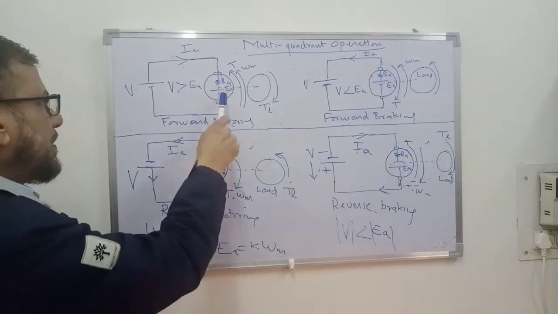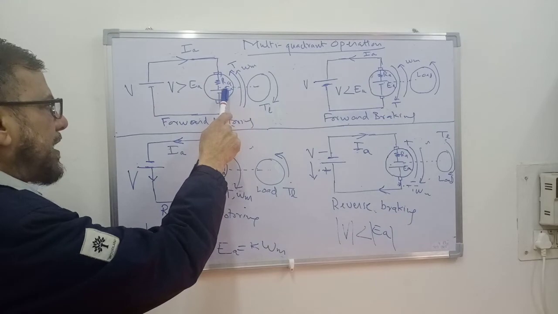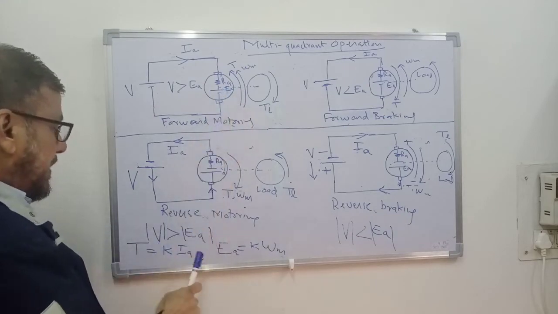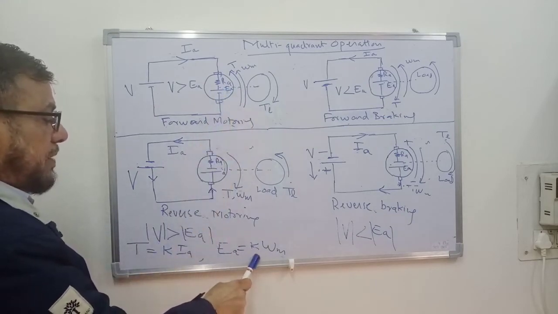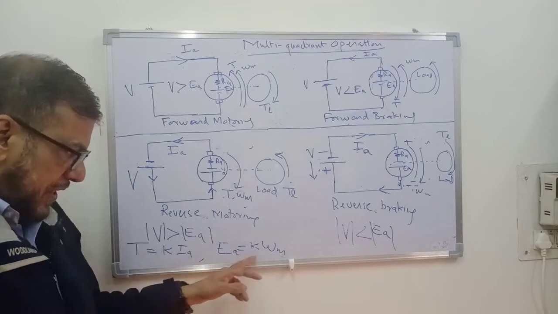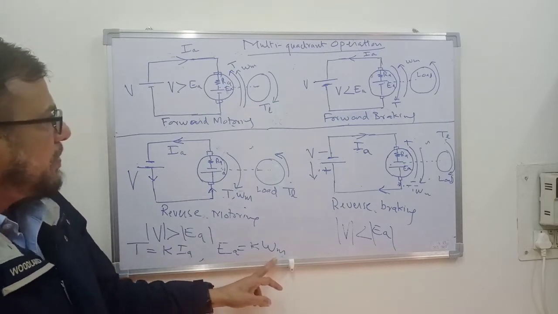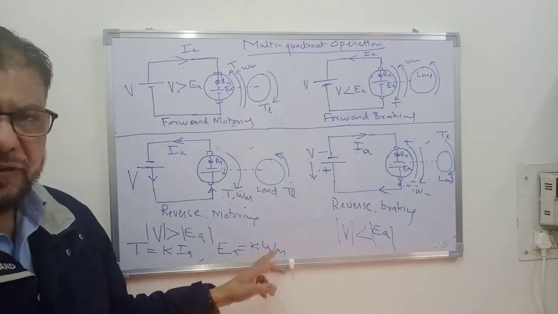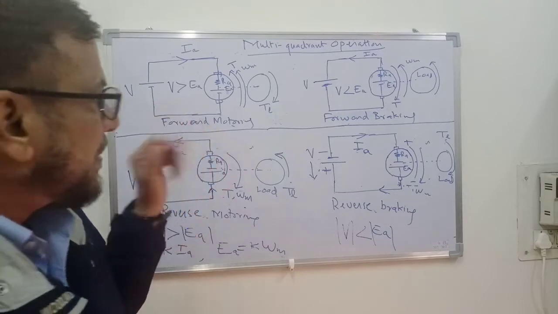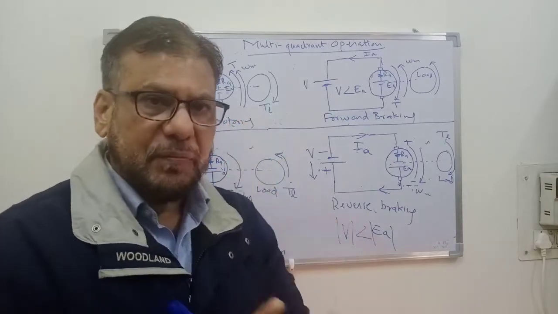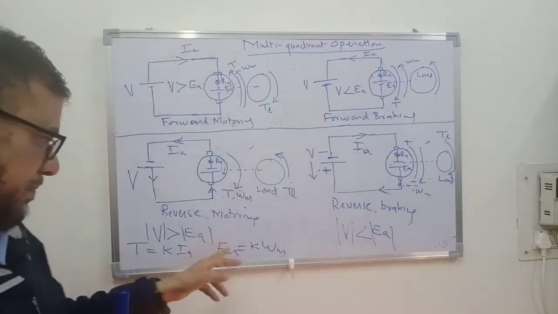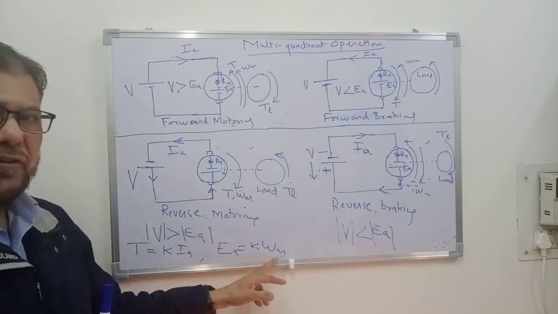In here, the back EMF EA is equal to K times omega m. As you know, it depends on speed. I am assuming that the flux is constant. It is a separately excited DC motor where the field is kept constant. So back EMF depends only on speed.